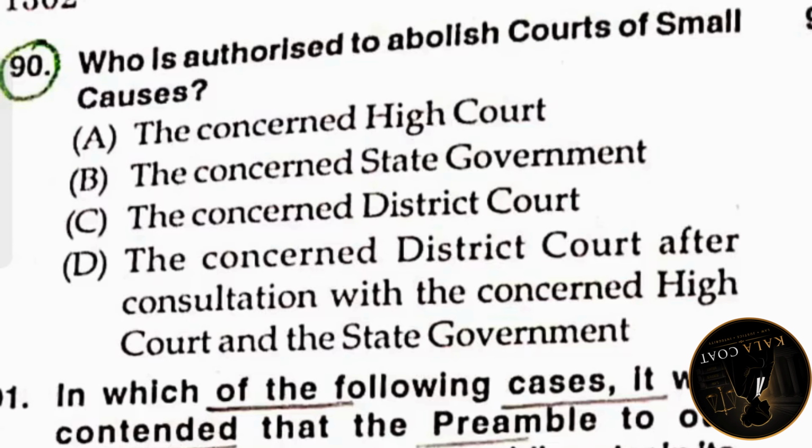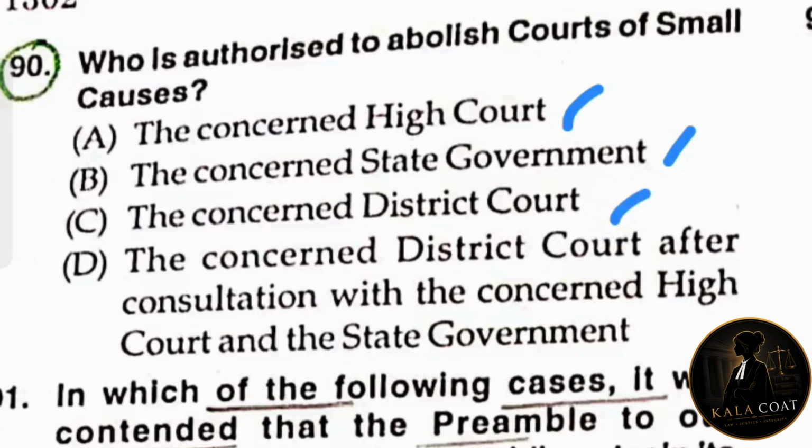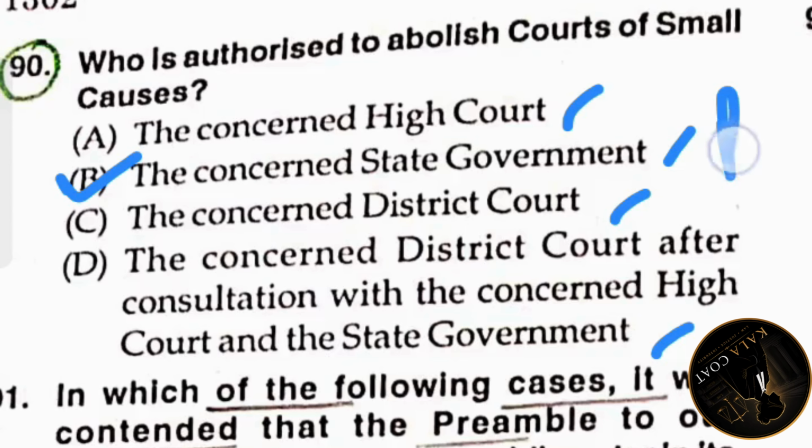Question number 90. Who is authorized to abolish courts of small causes? The concerned high court, the concerned state government, the concerned district court, or the concerned district court after consultation with the concerned high court and the state government. Correct answer है the concerned state government. Option B is the right answer.